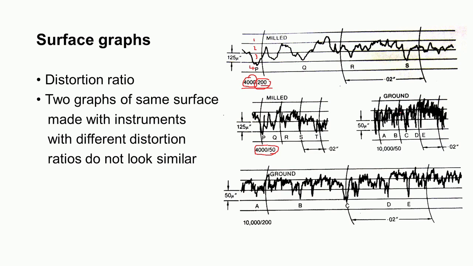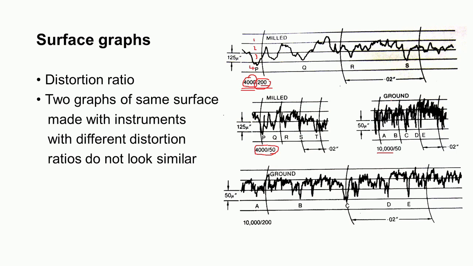Similarly, we have one more example here. This is the ground surface profile with a distortion ratio of 10,000 to 50. You can see here, for the milled surface, the vertical magnification selected is 4,000, whereas for the ground workpiece, the magnification selected is 10,000. Since the surface is very fine, we have to select a very high magnification to get the profile.